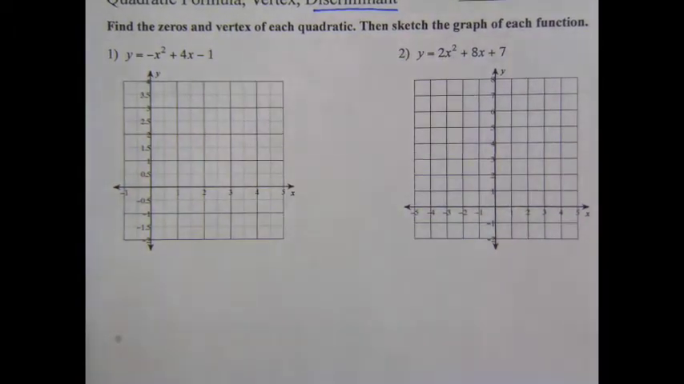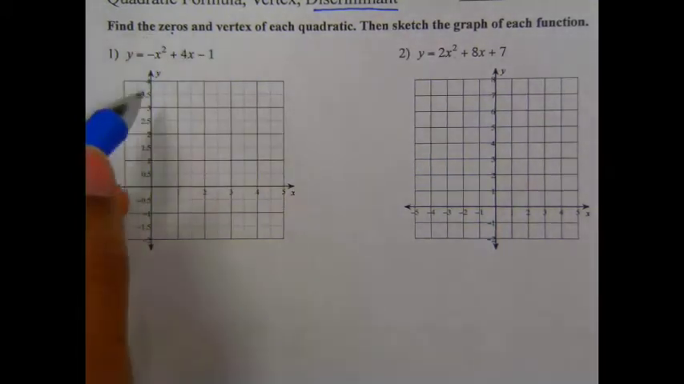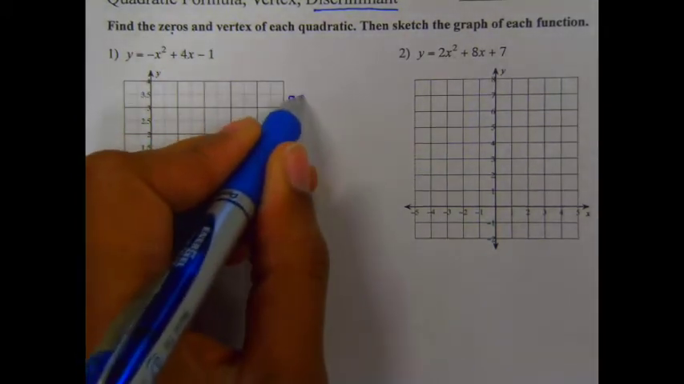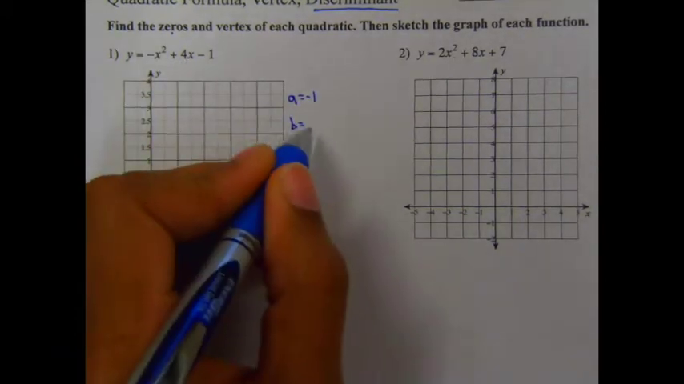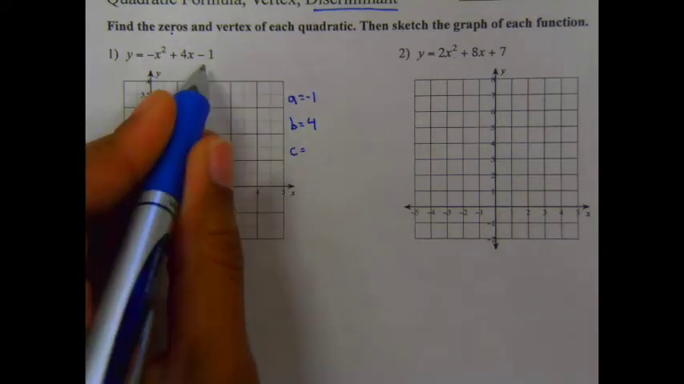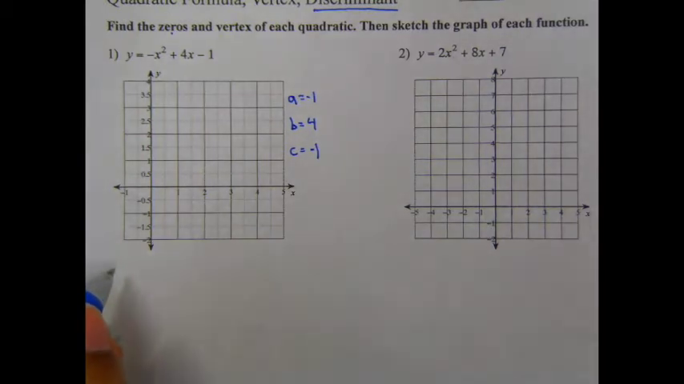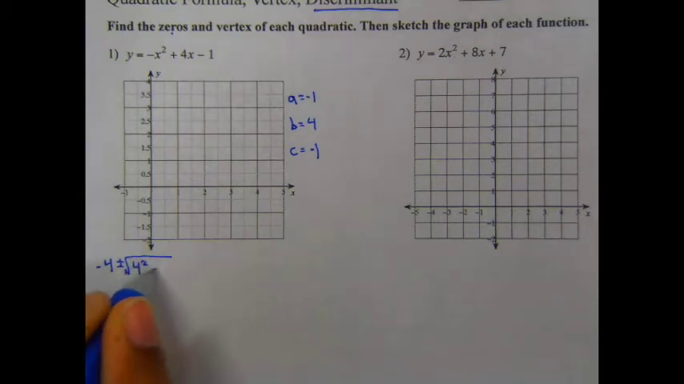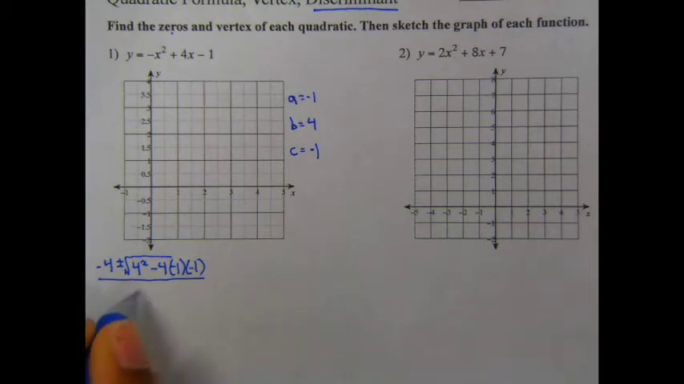Looking at number 1 here, in order to find the zeros, I'm going to use the quadratic formula. I look at this and see that the A value is -1, B is 4, and C is -1. Those are the coefficients. I plug them into the quadratic formula, and you can sing along with me: -b plus or minus the square root of b squared minus 4ac all over 2a.